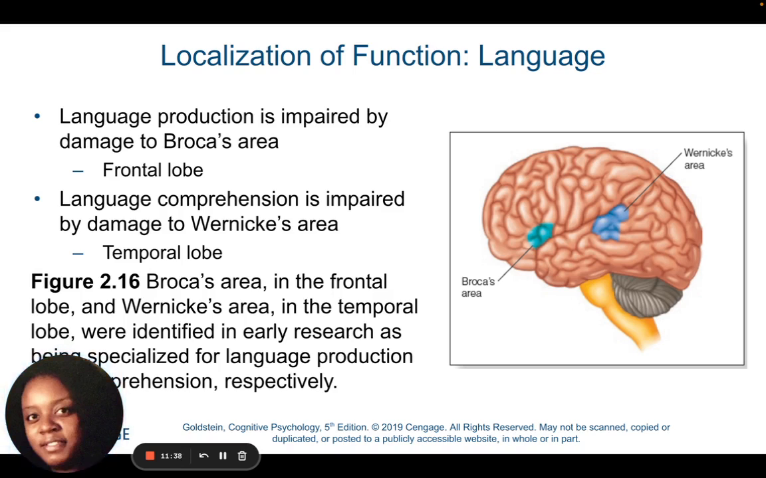Same way with Wernicke's area. Wernicke's area is located in the temporal lobe of the brain, and damage to Wernicke's area can cause difficulty with language comprehension, whereas speech production is not impaired.